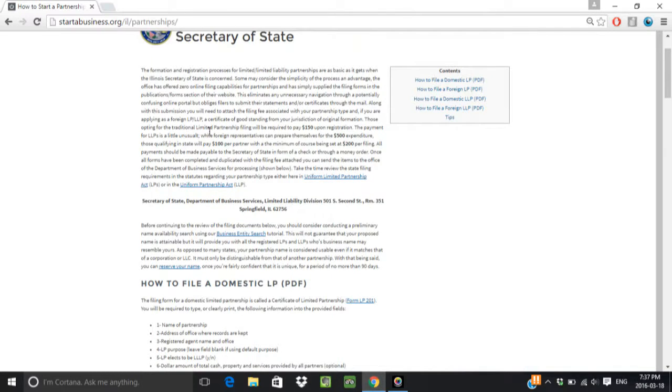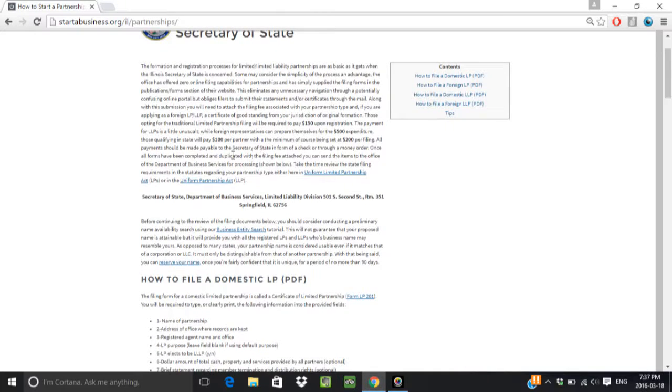I should have mentioned the filing fees. I'll do that right now. Any limited partnership, $150 across the board. If you are filing as an LLP, a foreign LLP, you're going to have to pay $500. Also, those qualifying in state will have to pay $100 per person, which is, of course, if you're a partnership, you're going to have at least two people, so it's a $200 minimum.